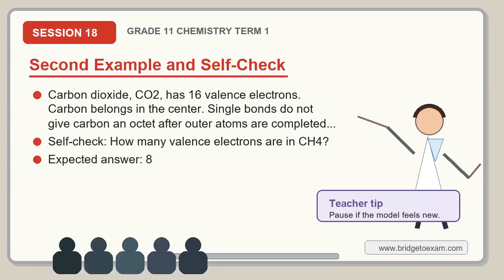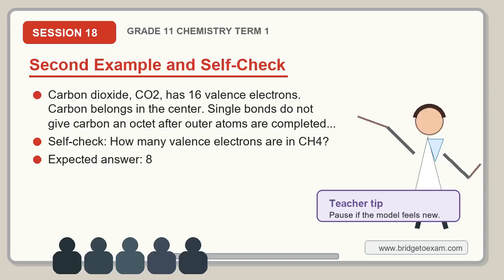Here is a second example. Carbon dioxide, CO2, has 16 valence electrons. Carbon belongs in the center. Single bonds do not give carbon an octet after outer atoms are completed, so double bonds form. O=C=O.